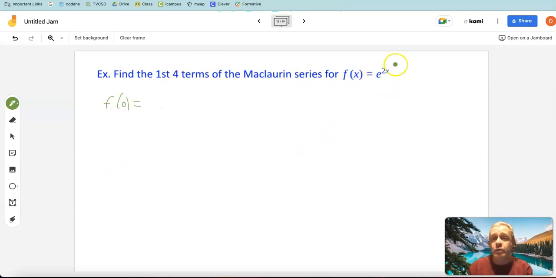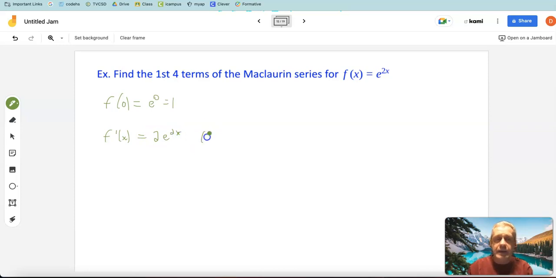So f of 0 would just be e to the 0, which is equal to 1. Now to really keep track of things here, f prime of x, be careful, we have to do chain rule here, that would equal 2 e to the 2x.